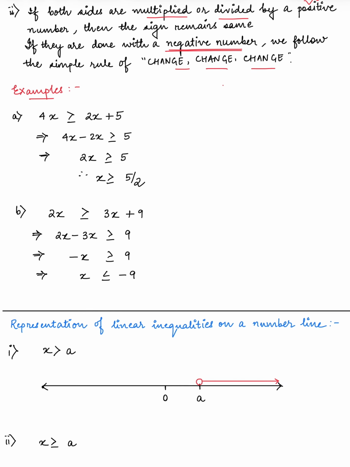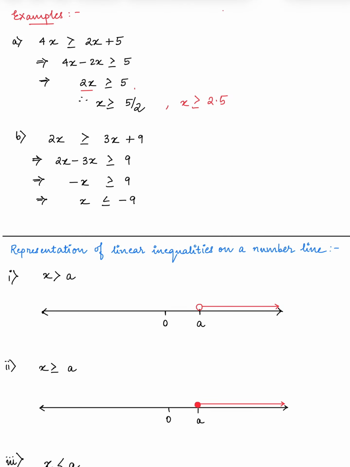So the first example is 4x is greater than or equal to 2x plus 5. How do we solve this? 4x minus 2x will be greater than or equal to 5. So 2x is greater than or equal to 5, and x has to be greater than or equal to 5 by 2, or 2.5. This is a very simple case where everything was added or subtracted, or done by a positive number.